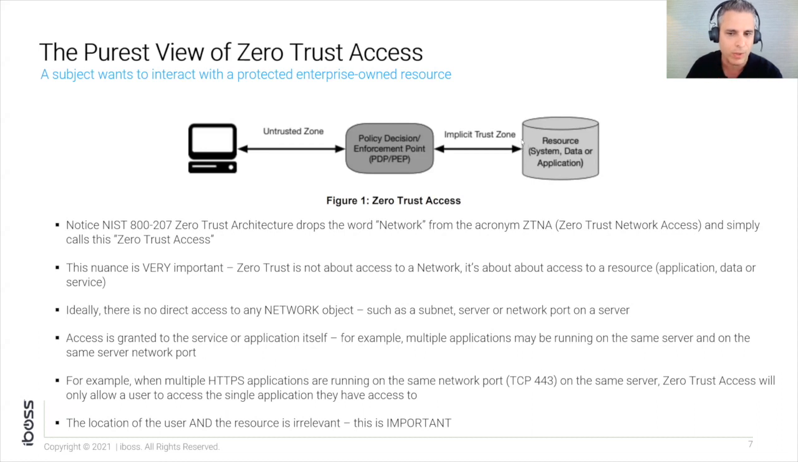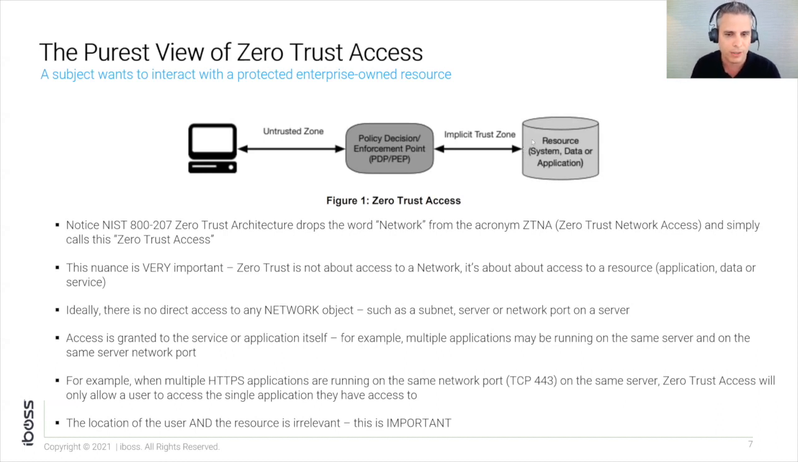But actually, if you get down to resource access, you're going to tighten this down to just the application on that network port itself. So as a user, if there's a server and it's running multiple applications on the exact same network port, the user shouldn't be able to access any other application, even though the application sits literally on that same server on the same TCP 443 network port.